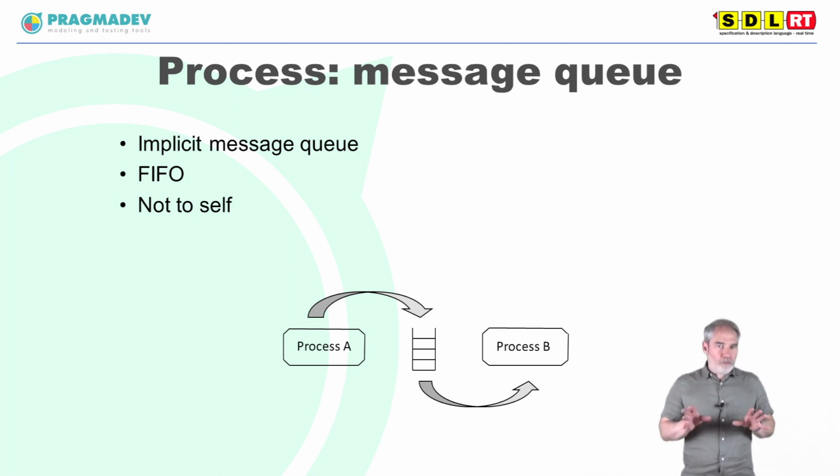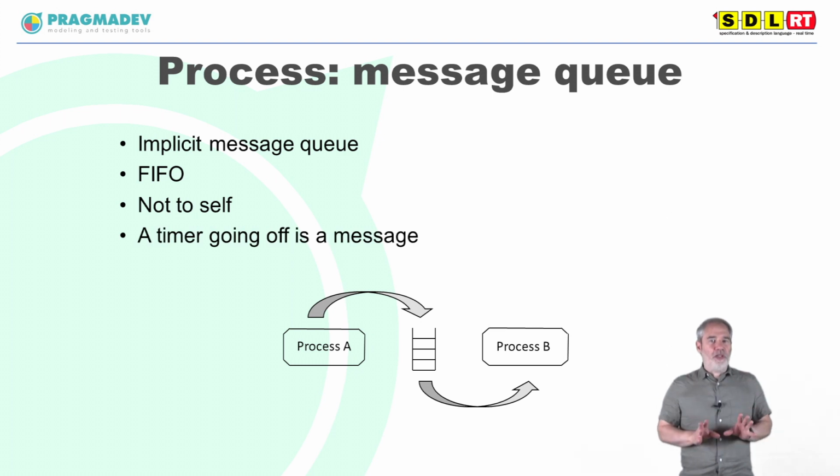A very important point: a timer going off is actually a message in the queue. That means the timer going off does not interrupt the execution of the process. It only creates a new message. It is put at the end of the list of pending messages in the queue.